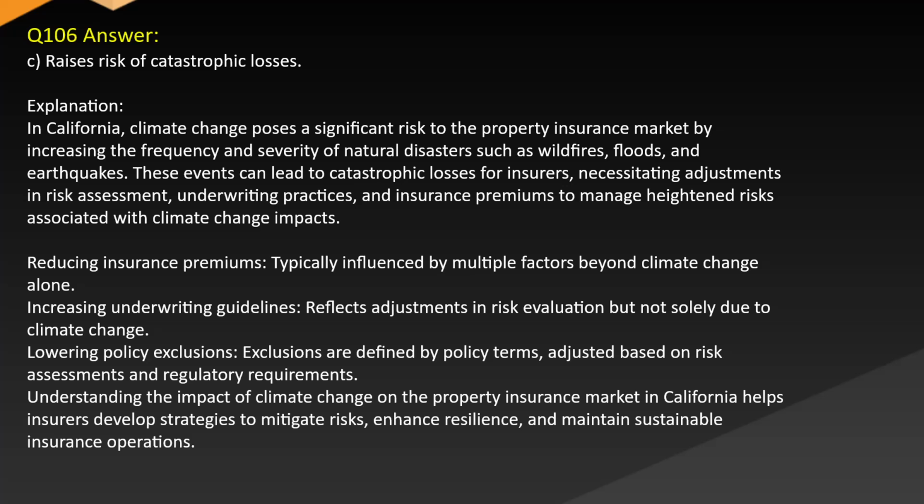Increasing underwriting guidelines reflects adjustments in risk evaluation but not solely due to climate change. Lowering policy exclusions. Exclusions are defined by policy terms, adjusted based on risk assessments and regulatory requirements. Understanding the impact of climate change on the property insurance market in California helps insurers develop strategies to mitigate risks, enhance resilience, and maintain sustainable insurance operations.